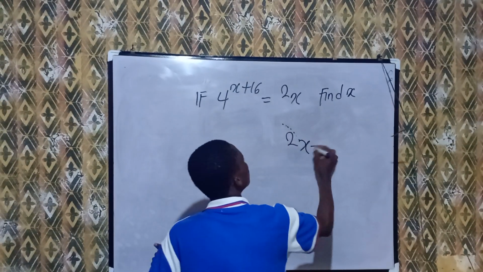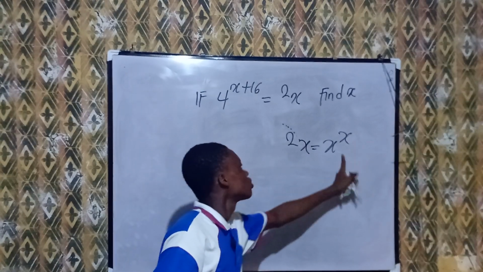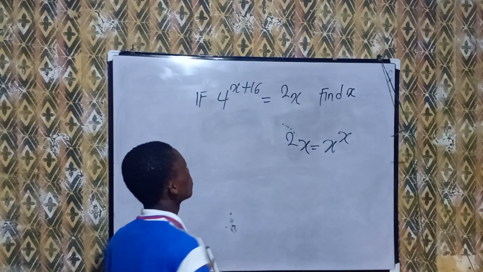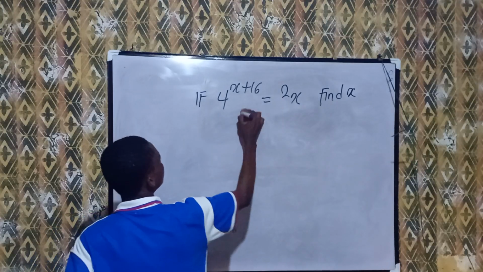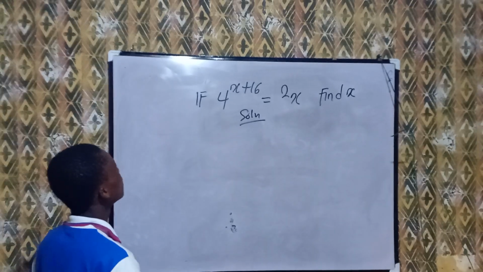So this thing here can also be written as x to power x. Because we have 2x here, so we interpret this like this. But if we have this, we change it back like this. All right, let's continue. So from here, we know that we're asked to find the value of x. So how do we find the value of x?